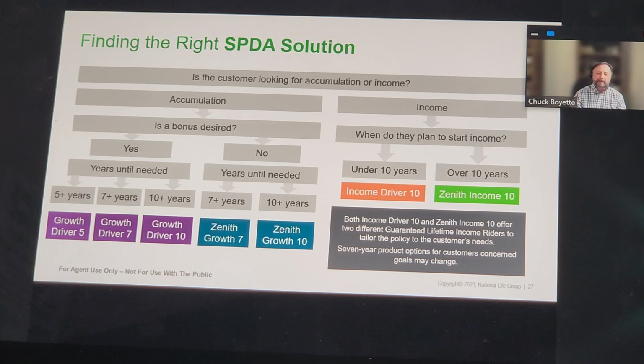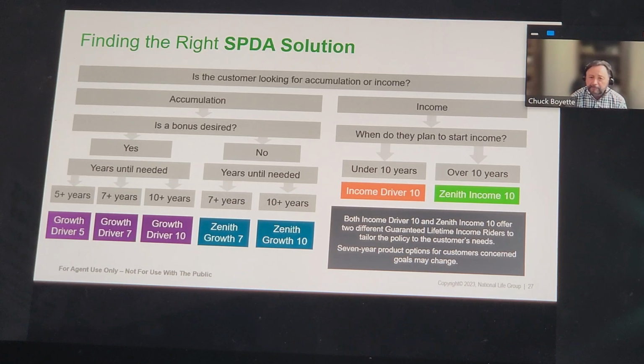What you're looking at now is a bridge design for you to select the appropriate SPDA product. Within our single premium annuities, we have 2 different product types, and those product types are Driver and Zenith. For clients that are wishing for accumulation, you would select our growth products, and we have Zenith Growth and Growth Driver. And if they're looking for income, we have Income Driver and we have Zenith Income. So it's really pretty simple.